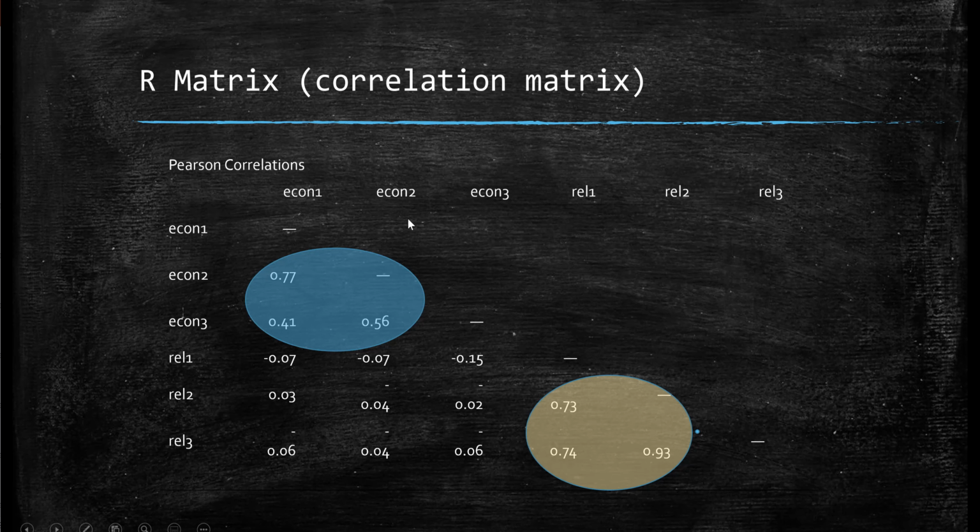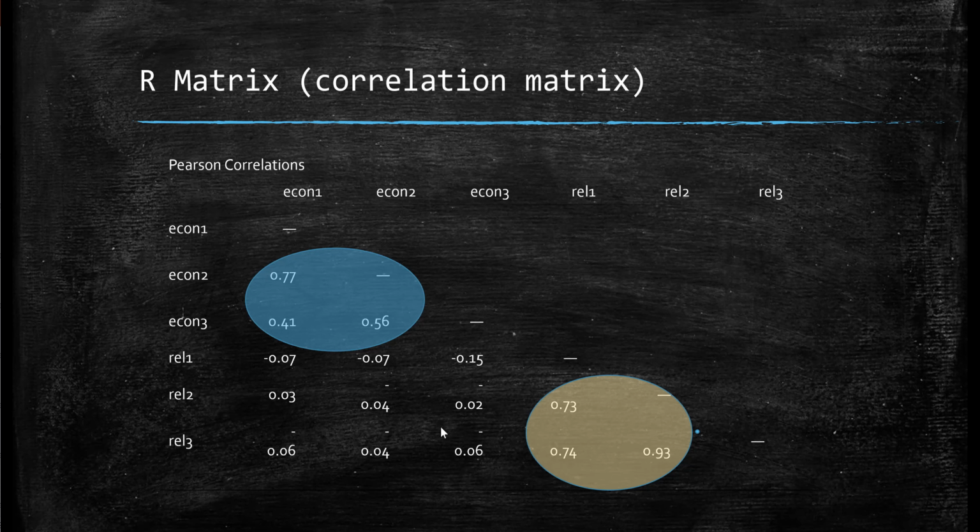So we can see here in this data set we have 3 variables that, let's say, presumably measure satisfaction with life from an economic perspective, and we have 3 variables that presumably measure satisfaction with life from a relationship perspective. And we can see that the economics items correlate relatively strongly with each other. The relationship items correlate very strongly with each other, and the correlations between the economic and relationship items are fairly weak and around 0.